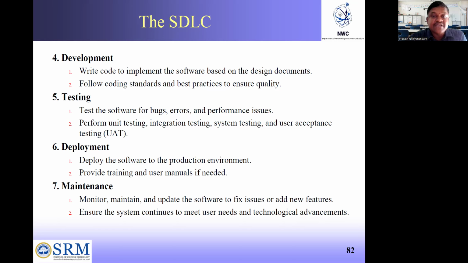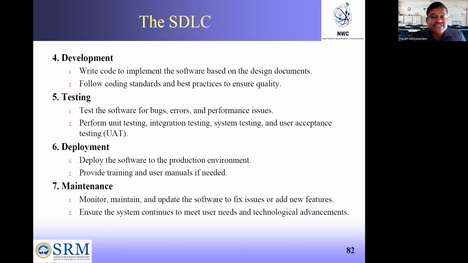And the next phase is deployment. So after successful testing, the software is deployed to the production environment where the real users can access it. This phase also includes providing user training and manuals to facilitate adoption. As a real world example, before launching a new mobile banking application, the bank conducts extensive testing to ensure security and usability, then deploys the app for customer use.